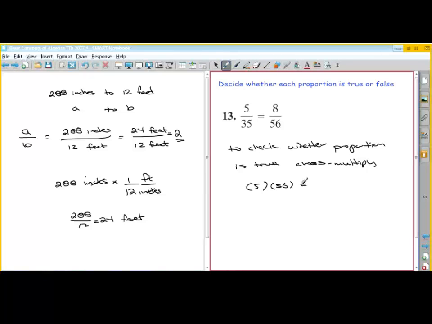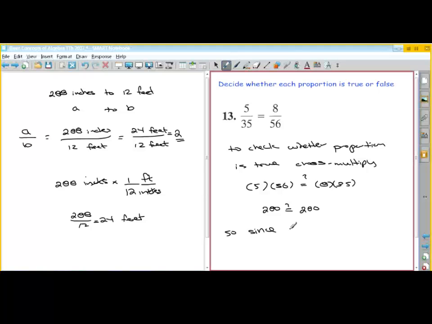So you take 5 times 56, and you would ask the question, I'm going to put a little question mark, because we don't know if it's equal, because we don't know if this is true or false. So if we take 5 times 56, which is 280, is that equal to 8 times 35, which it is.